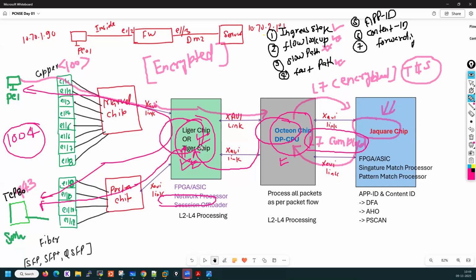So see, I think you have not understood. I said there is no decryption configured. If decryption is configured, then the story is different. What I said, no SSL decryption. If no SSL decryption, which means that is not configured at all, and my Jaguar chip is not able to read that data because I'm receiving the encrypted traffic.